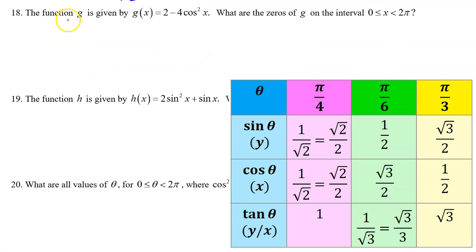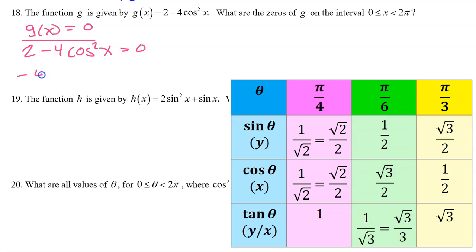Number 18, the function g is given by g of x equals 2 minus 4 times the cosine squared of x. What are the zeros of g on the interval from 0 to 2 pi? The zeros of g are where g of x is equal to 0. So we just need to set function g equal to 0 and solve. Isolating the cosine squared begins with subtracting 2 from both sides.